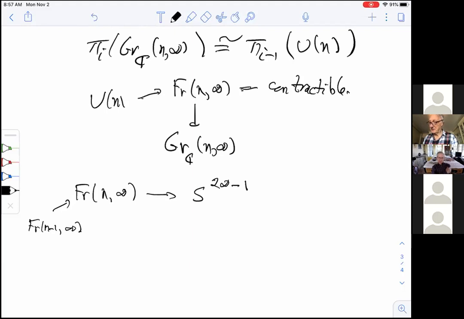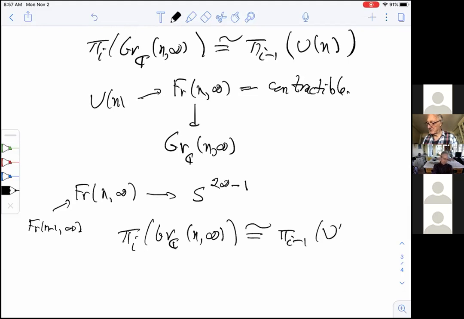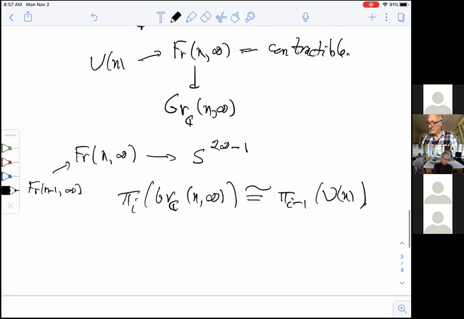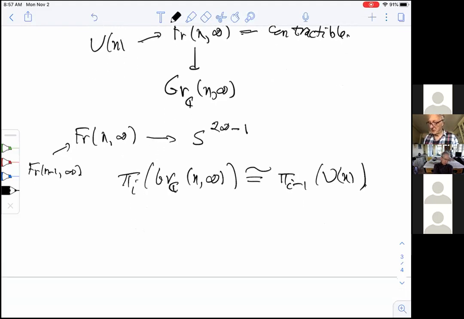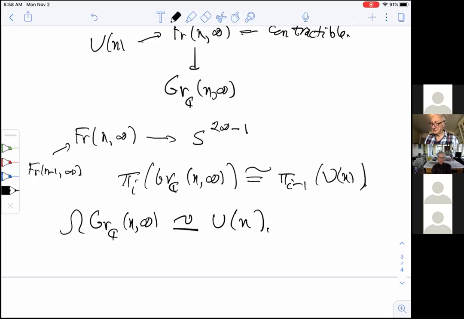This is a contractible space, being a sphere in infinite dimensions, so the frame bundle is contractible. Then from the homotopy long exact sequence, you again get pi i of the Grassmannian is pi i minus 1 of the unitary group. A similar argument shows that the loop space of this Grassmannian is homotopy equivalent to the unitary group. So this is the classifying space.